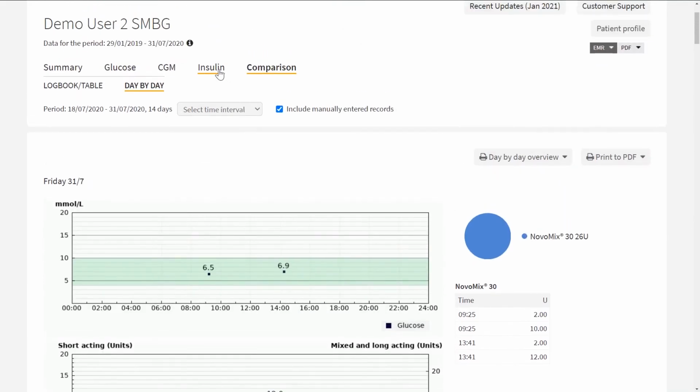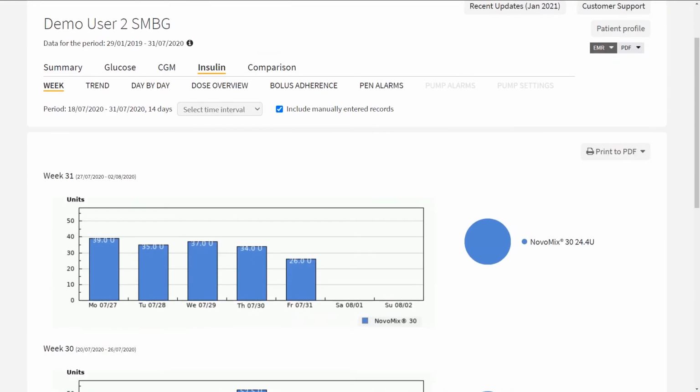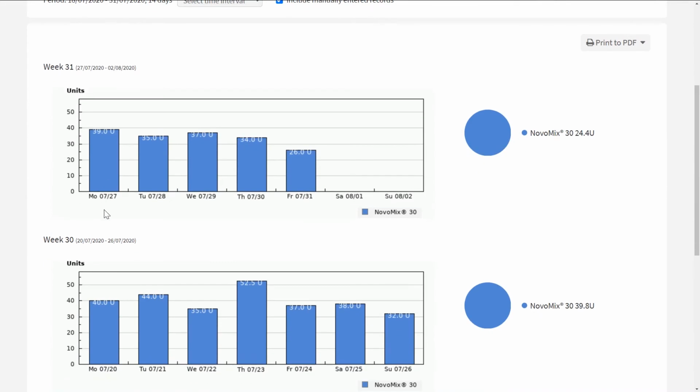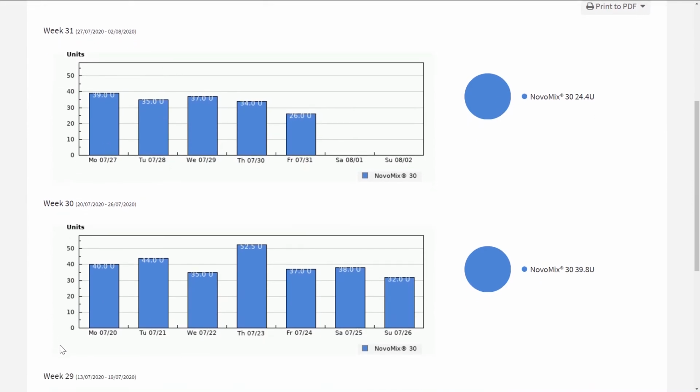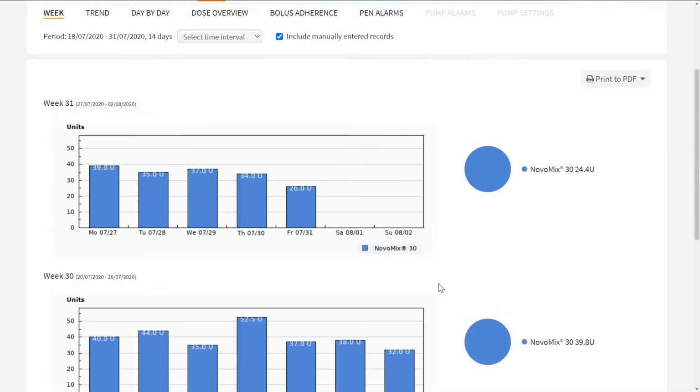By looking at other reports within diasend, going over to, for instance, the week report found within the insulin section, we can see that each week is represented by a graph and each day within the week is its own column. Now, these columns show the total units of insulin taken on that day. Now, this total would include any potential priming doses, and therefore it would be very difficult to identify if priming doses are taking place using this report.